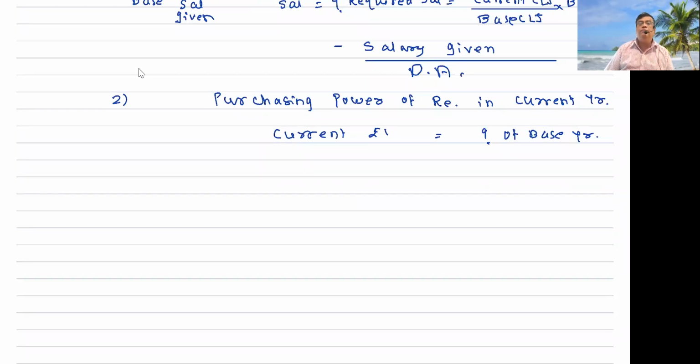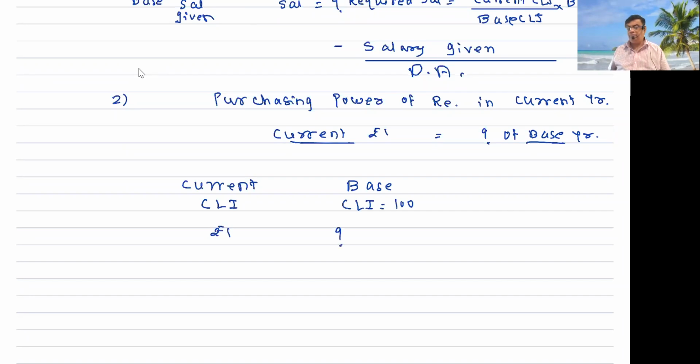Current 1 rupee is equal to how much of the base year? So now which value do I have to find? The base value. What is known, we write first. So current is written first, base is written then. Now the current year has some CLI, and the base year has some CLI, which could be 100, and current 1 rupee is equal to what?